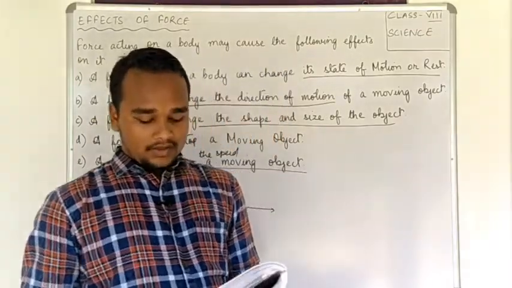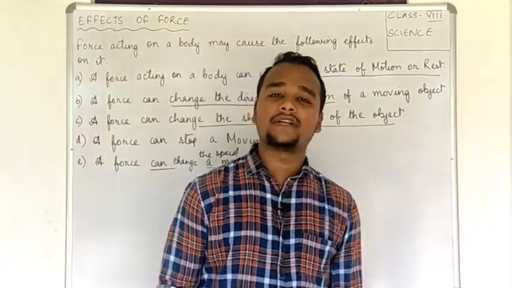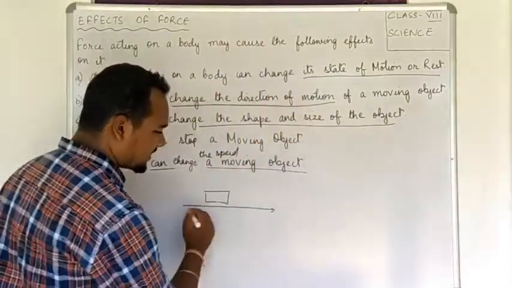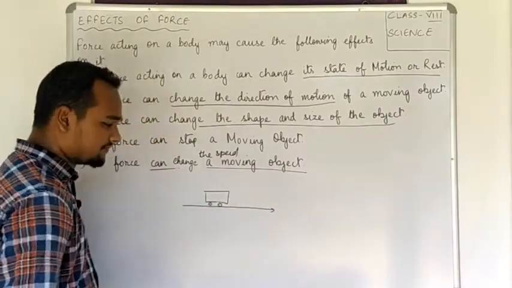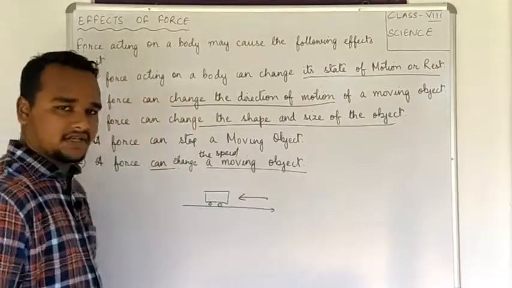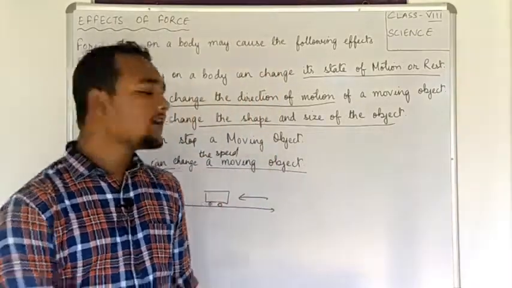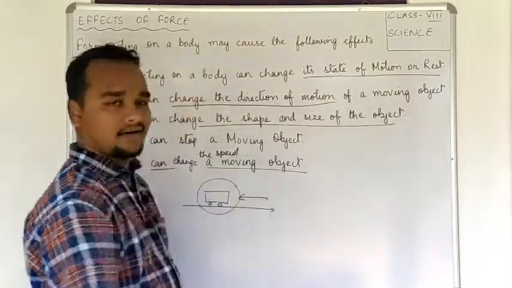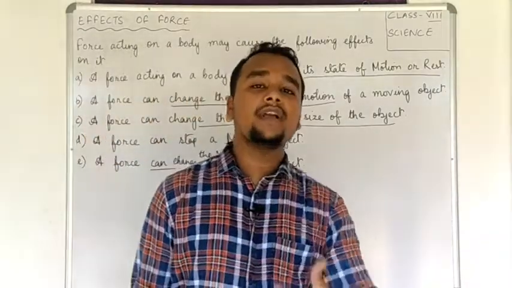So a force can change the speed of a moving object. Clear? The speed of a moving object is decreased by pushing it in the direction opposite to its motion. For example, an object is moving in this direction. It has wheels here and is already moving. Now when you apply force from this direction, it will reduce the speed, or it may cause the object to come to rest. So this is how force can change the speed of a moving object.